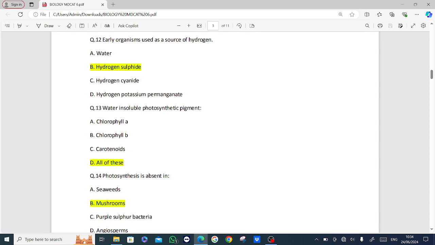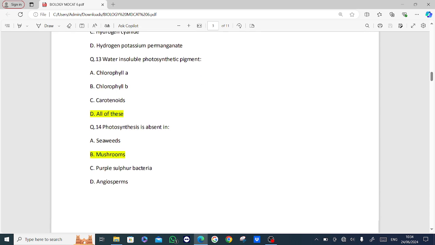Next MCQ is, water insoluble photosynthetic pigment is. Options are chlorophyll A, chlorophyll B, carotenoid, all of these. Answer is option D, all of these.